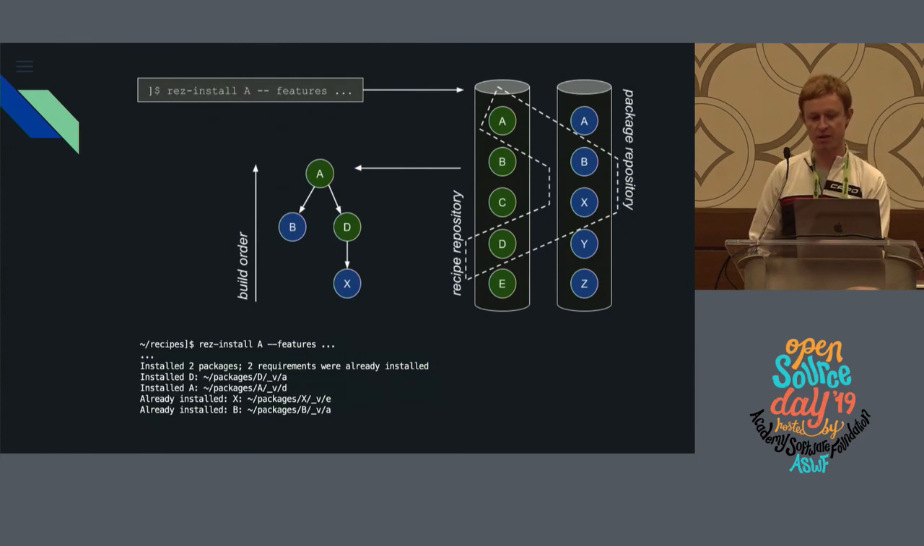So here's what it looks like graphically. Rez-install A, so we want to install A. It does a resolve. The graph there shows you the resulting resolve. And the green ones are the ones that have come from recipe repositories, and so they're packages that haven't been built yet. So we then just traverse the graph from bottom to top, and we build DNA in this case.